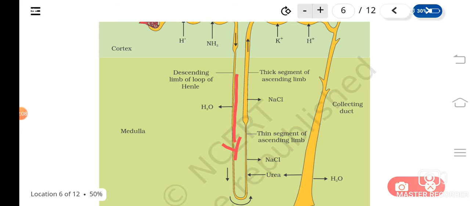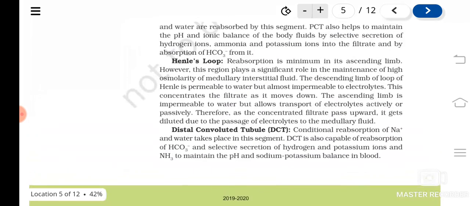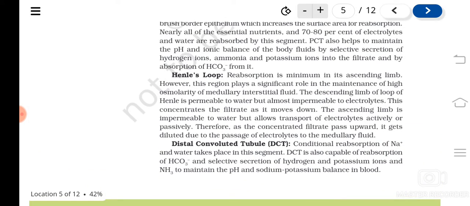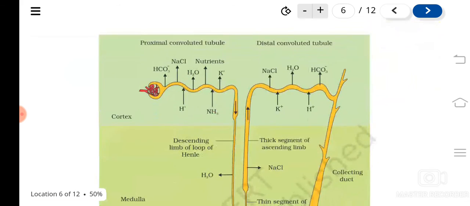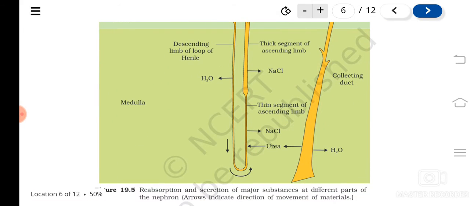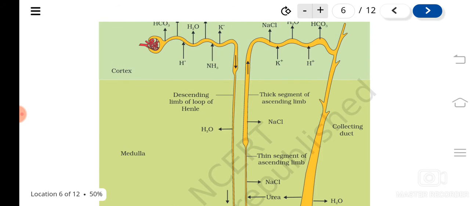So it will concentrate the filtrate as it comes down. Now as it goes up through the ascending limb, just the opposite is there. The ascending limb is impermeable to water but allows the electrolytes to come, actively or passively. So as this is moving up, what will happen? It will become more concentrated.